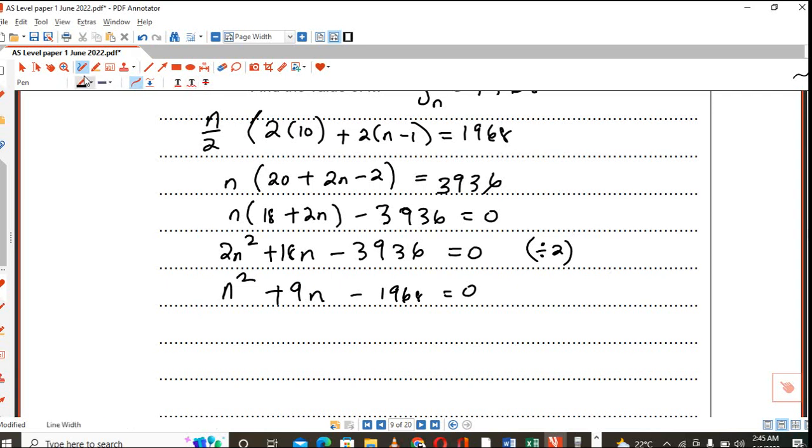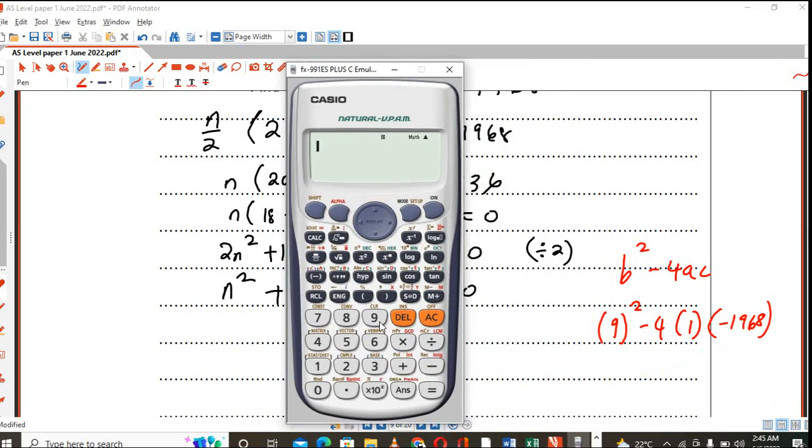Now, of course, you can check whether this factorizes. So if I was to do b squared minus 4ac, which is the stuff under the quadratic equation formula, that's 9 squared minus 4 times 1 and that c is negative 1968. Okay, grab my calculator and I see I've got 9 squared minus 4 times 1 times negative 1968. Well, I get 7,953.